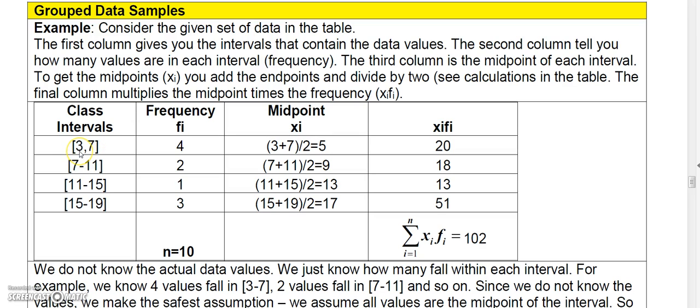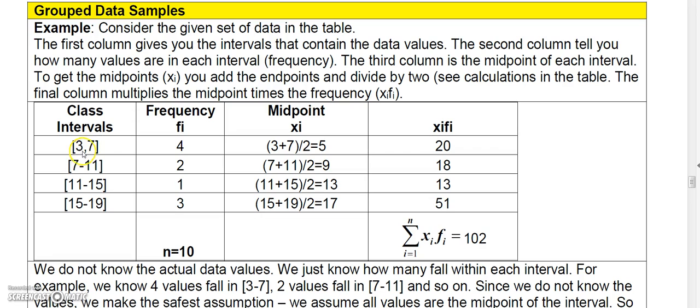So let's say that you have a class interval from 3 to 7, and frequency just means how many there's going to be in there. So there's going to be 4. There's 4 values that fall within the range 3 to 7. And then the range 7 to 11, there's 2 values that fall within that range. And then the range 11 to 15, there's 1 value. And then the range 15 to 19 is 3 values. And if you add these numbers up, that tells you the total number of values you have. So we know that n is 10.